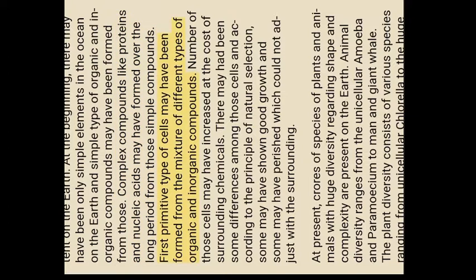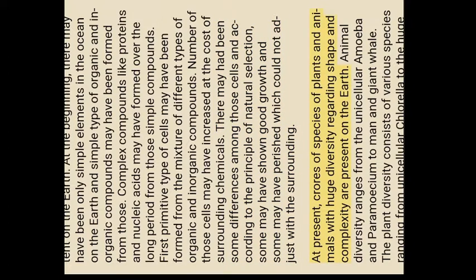The first primitive cells may have been formed from the mixture of different organic and inorganic compounds. The number of those cells may have increased at the cost of surrounding chemicals. There may have been some differences among those cells, and according to the principle of natural selection, some may have shown good growth and some may have perished, which could not adjust with the surroundings.